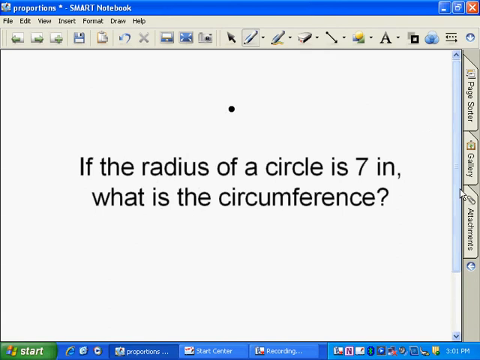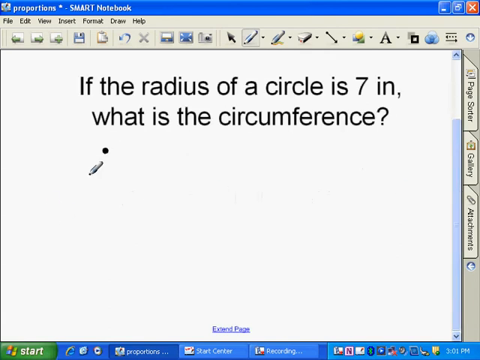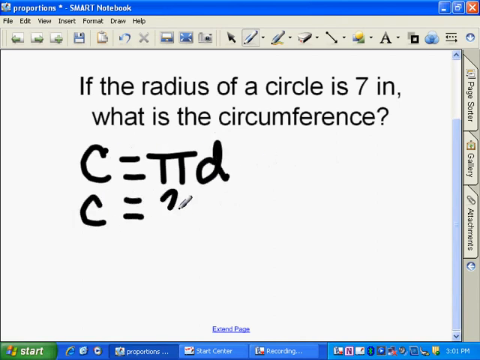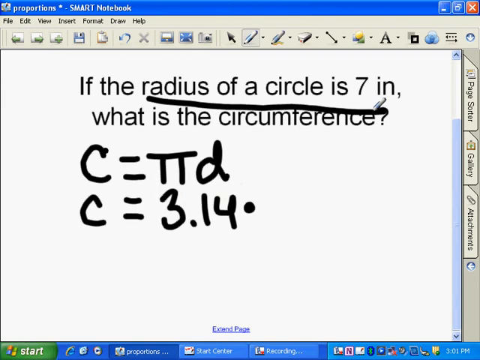If the radius of a circle is 7 inches, what is the circumference? So again, we have our formula, C equals pi d, and we're going to plug it in. We don't know circumference. We know that pi is 3.14. Now we don't know the diameter, but we know that the radius is 7 inches. Well, if the radius is 7 inches, that means that the diameter is 14 inches. So we're going to plug in 14 for the diameter, and then we're going to use our calculator, and we're going to multiply 3.14 times 14.